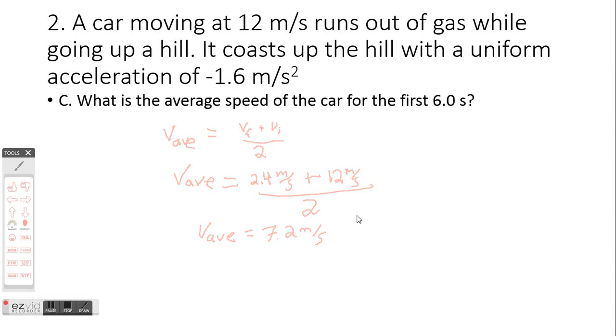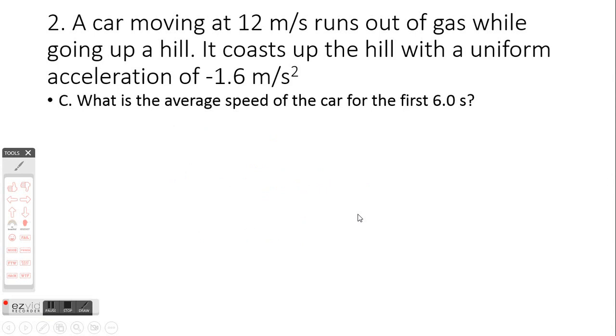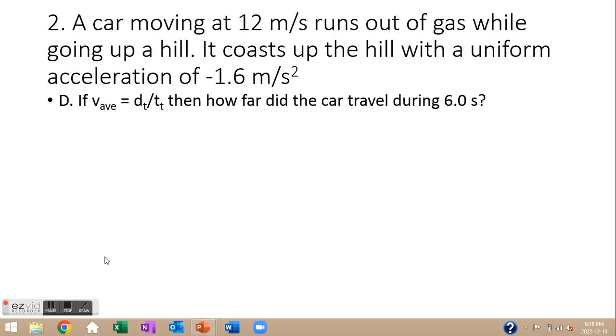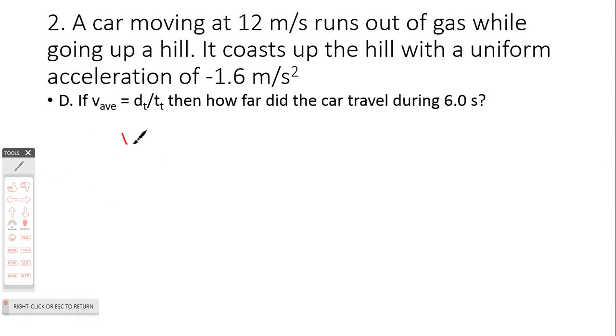That becomes a little bit more complicated. All right, so the average speed for the car for the first 6 seconds again was 7.2. Now we can use this formula: V average is equal to distance total divided by time total. How far did the car travel in the first 6 seconds? So we're starting with our formula here: average velocity is equal to total distance divided by total time.